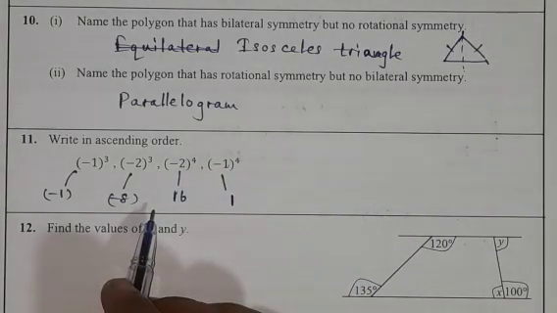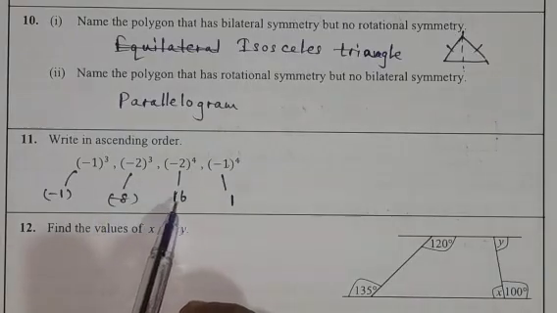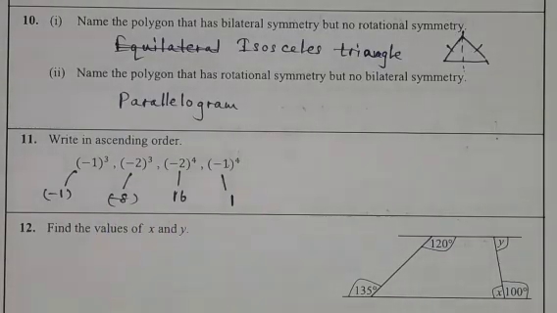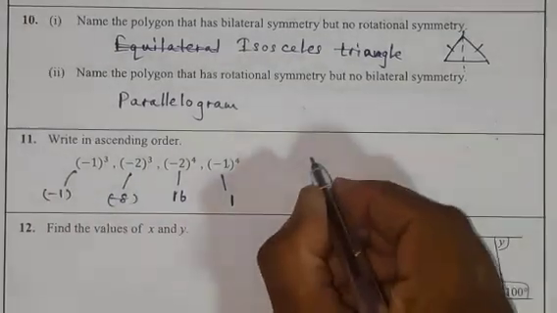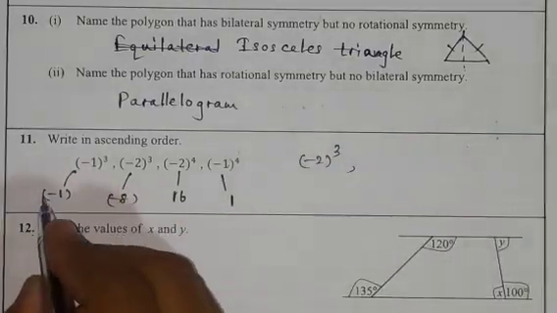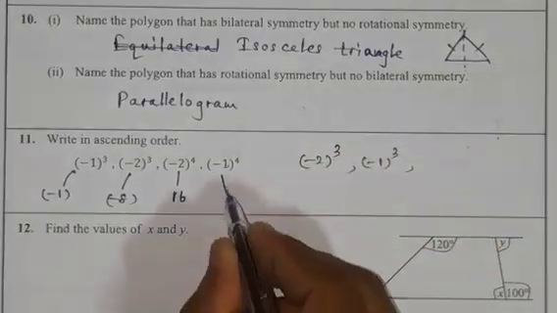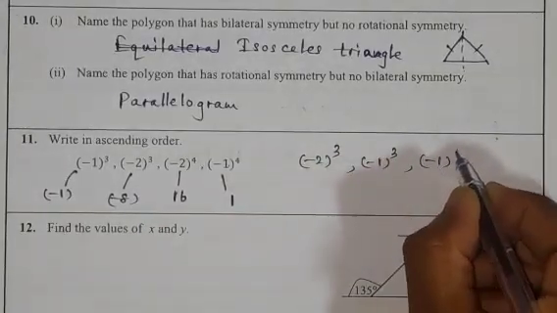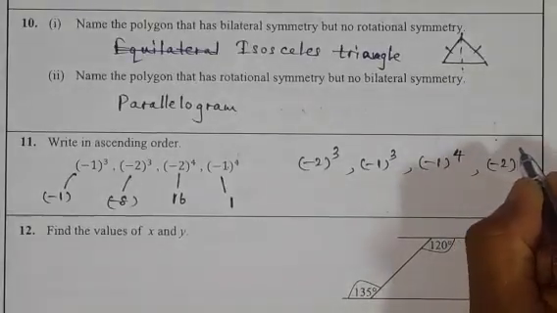Then we want to arrange them in ascending order. Then the smallest one to the largest one. Smallest one here is this one. Minus 8 is the smallest value. So the power relevant to this one is minus 2 to the power 3. It becomes first. Then next one is this, minus 1 to the power 3. Next this one, minus 1 to the power 4. And last one, minus 2 to the power 4.